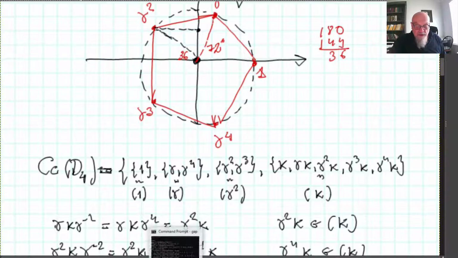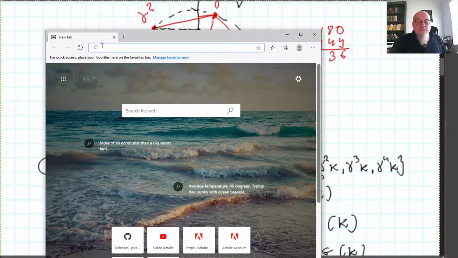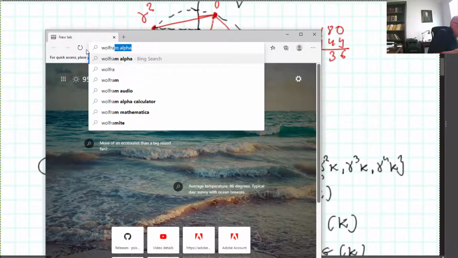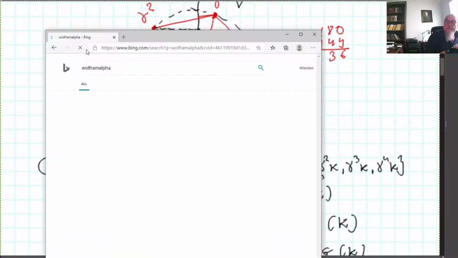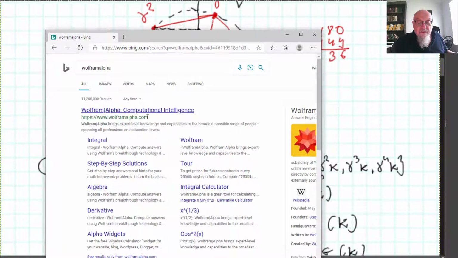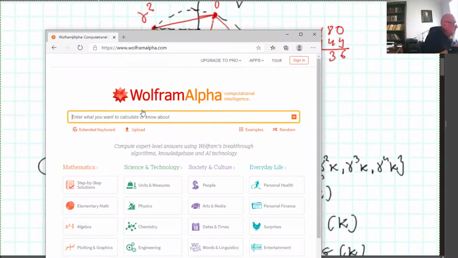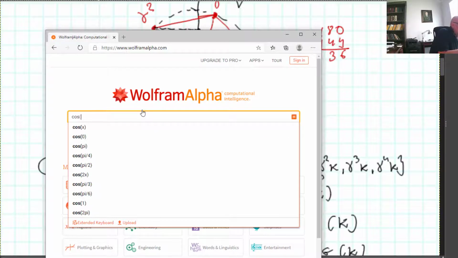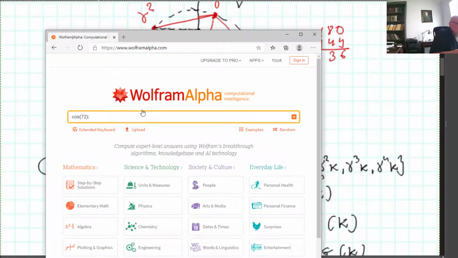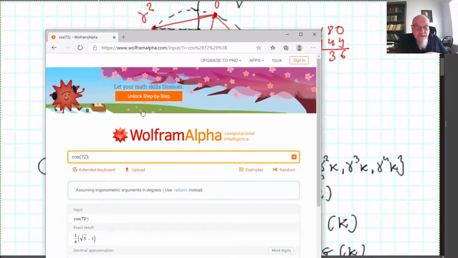So while we have computers, let's check it. Okay, let's do it. So this is Alpha, Wolfram. And we have Alpha, and we ask the question: cosine 72. Cosine 72 is 1/4. Yes, we confirm.